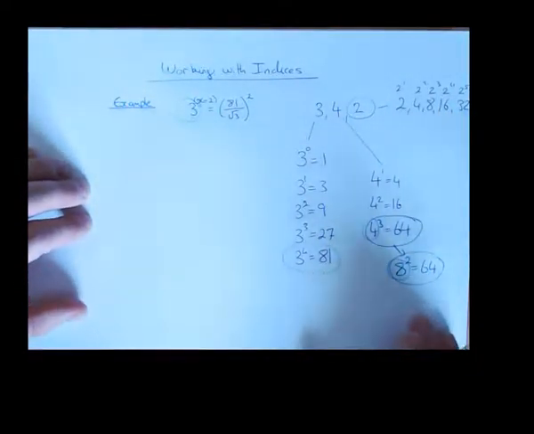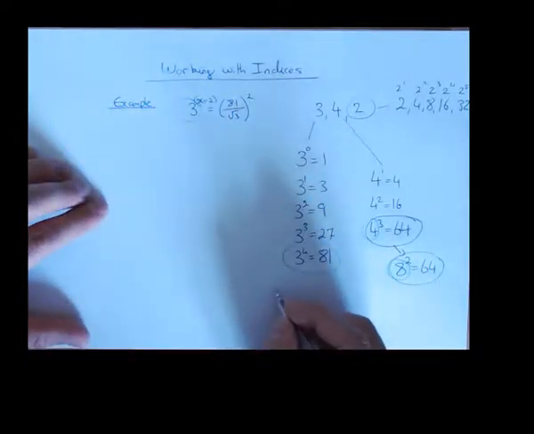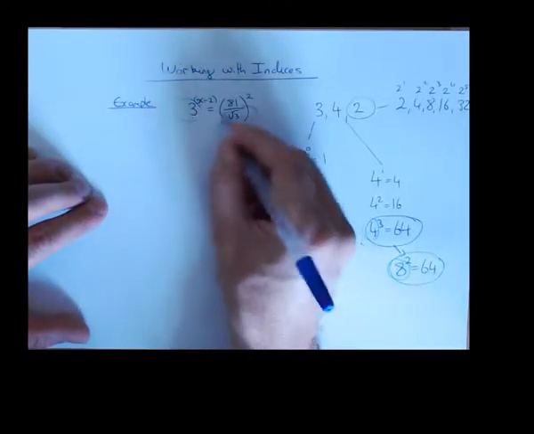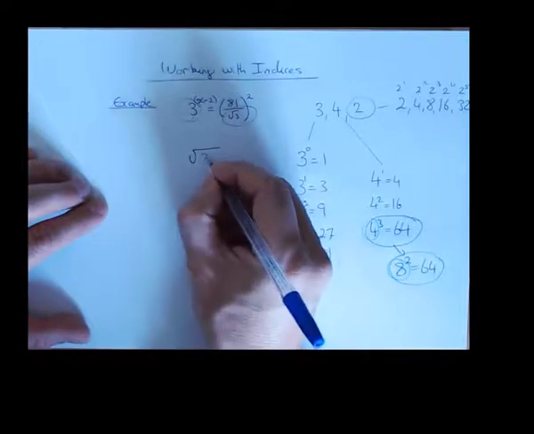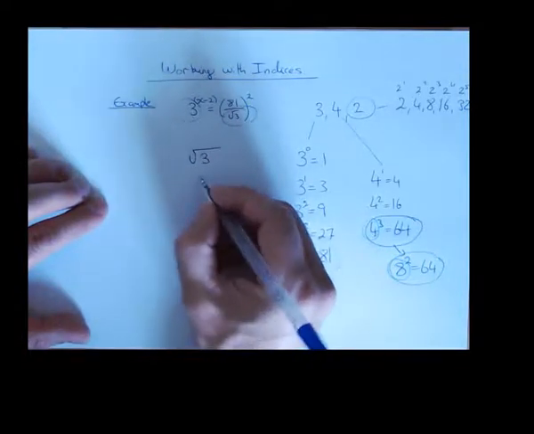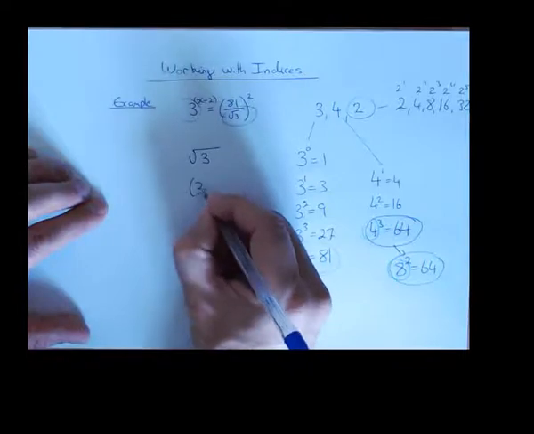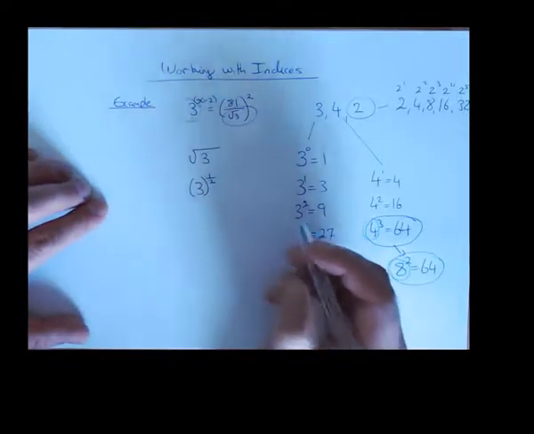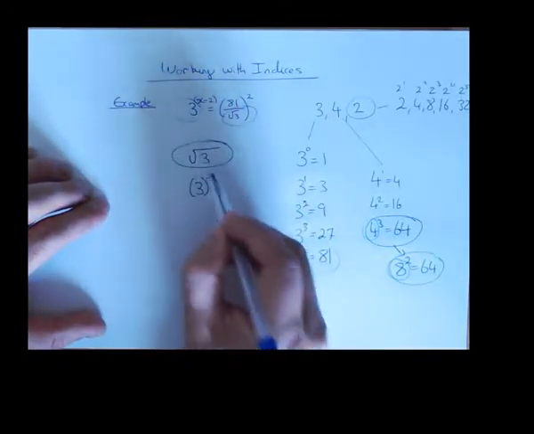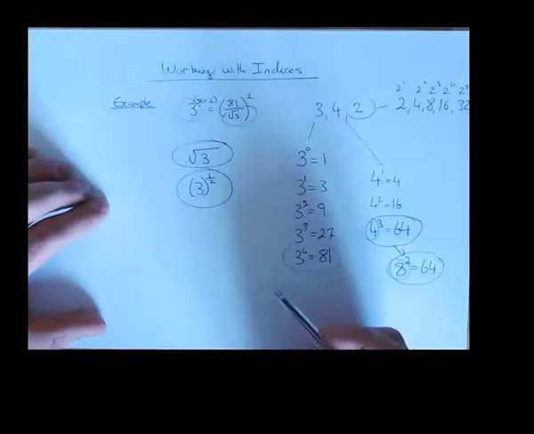There are a few other things that you need to know. You need to know that whenever you see a square root, for example, the square root of 3, I don't use the square root. Instead, I replace it with a power of a half. So whenever you see a square root of something, replace it with a power of a half.